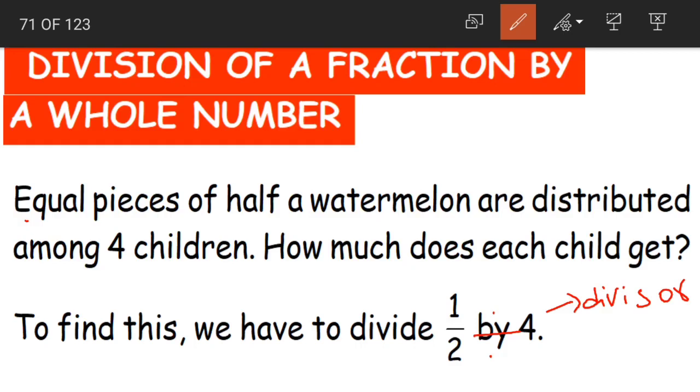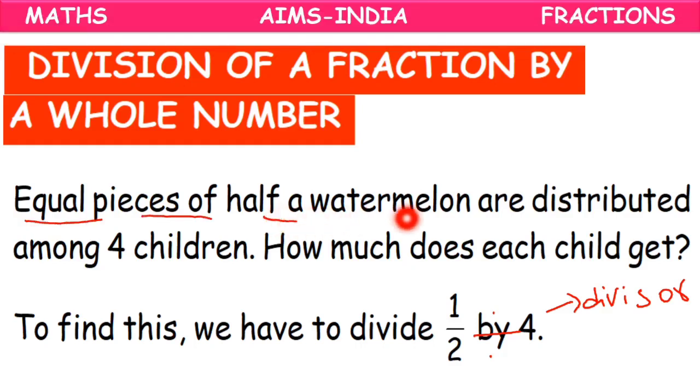Now let us look at the question. Equal pieces of half a watermelon are distributed among 4 children. How much does each child get? To find this, we have to divide 1 by 2 by 4. So what are they saying? We are having half of a watermelon. What are we having, children?